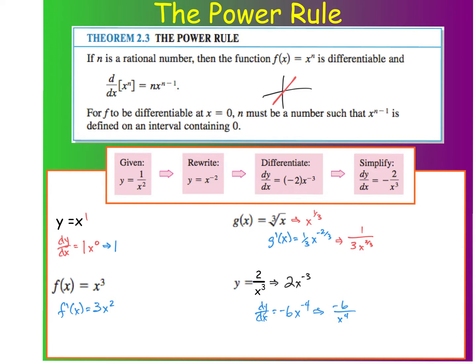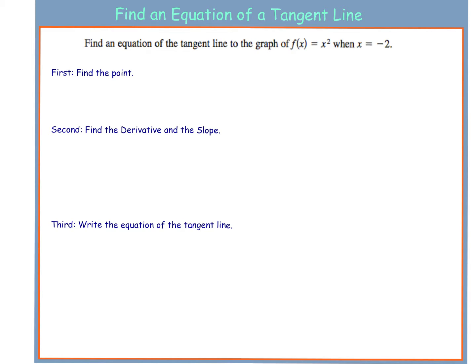All right? So now we're going to write an equation of a tangent line to the graph of f(x) = x squared when x equals -2. But if I need an equation of a tangent line, what do I need? A slope and a point. So do I have either one right now? No. So this is where notation comes in a lot, okay?